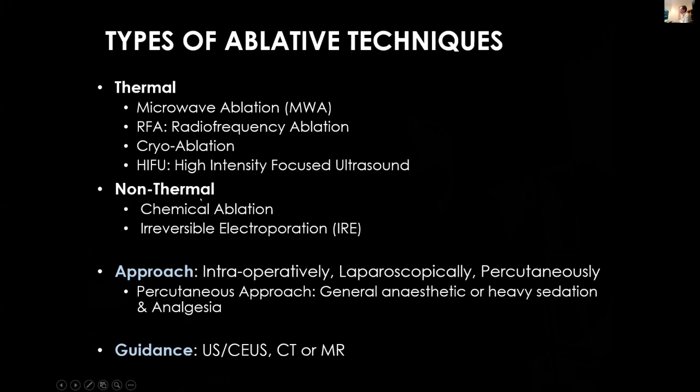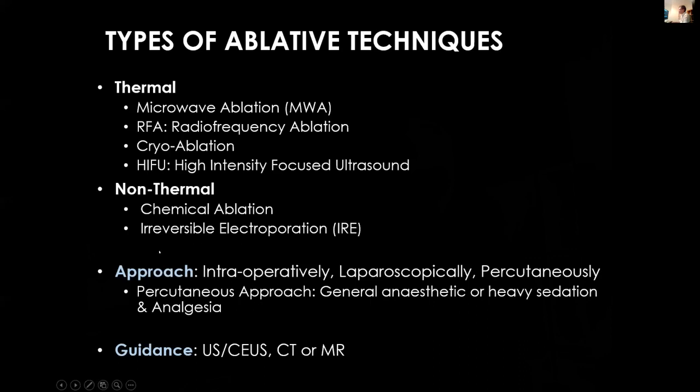Of the non-thermal techniques, we have chemical ablation, which is really the old-fashioned way of using alcohol or acetic acid to ablate small hepatocellular carcinoma. We've stopped using that for the last decade, really. The other relatively new non-thermal technique is irreversible electroporation, which is really a way of electrocuting the cancer cells. Only the cells get killed, using very high voltage across two needles.